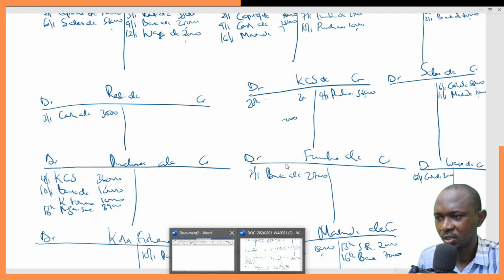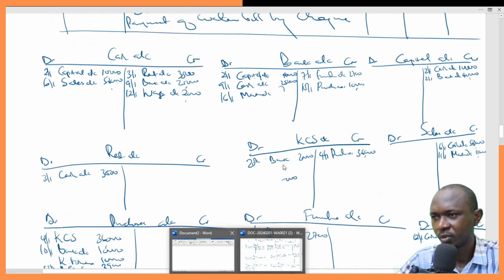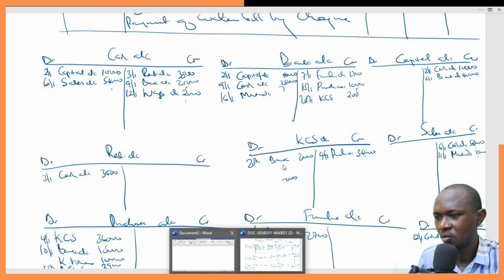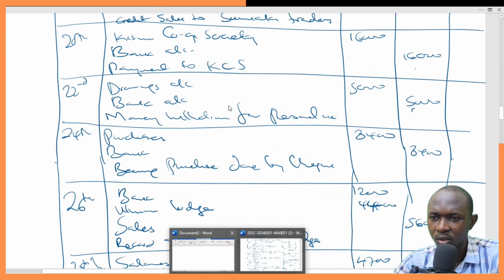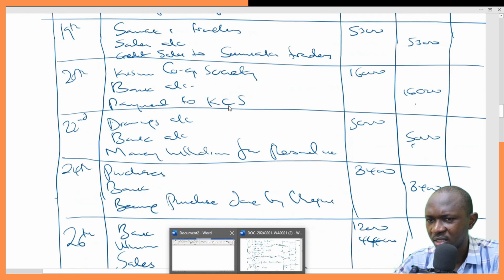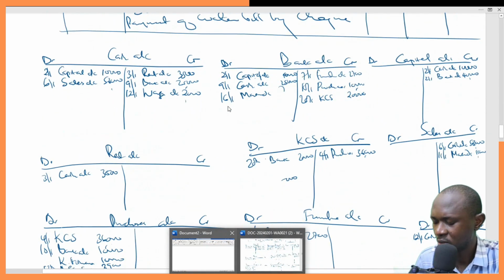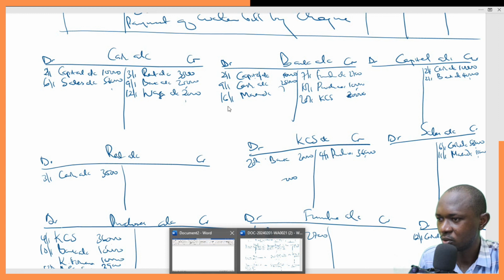This is 20th one. We say Kisumu Cooperative Society, how much? 20,000. Like that. We are just interpreting. We've credited the bank and debited Kisumu Cooperative Society. Sorry, the figure is 16,000, not 20,000. So we'll just change this to 16,000. Sorry for that, 16,000. And then here, Kisumu Cooperative Society, we have 16,000. Like that. Okay, let's move to 22nd.